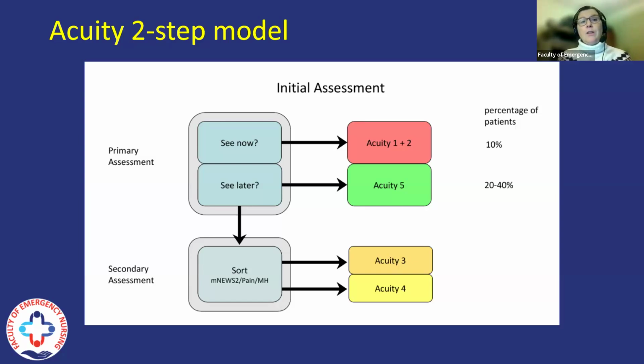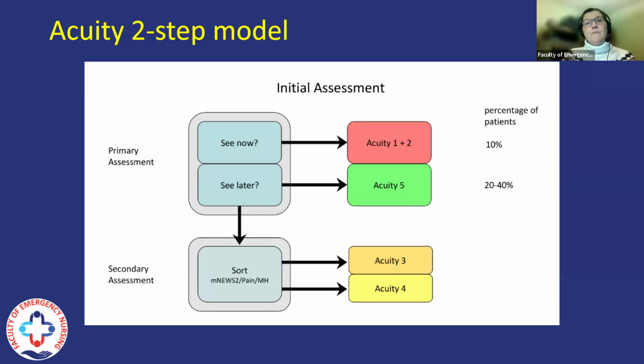So within primary assessment, in theory, you have taken half of the patients and moved them on in one way or another. So you've either sent them straight into resus or majors because they need that level of attention at acuity 1 or 2, or you've said, you know what, good to wait, go use the digital triage, or good to wait, go down to the UTC, whatever that is.